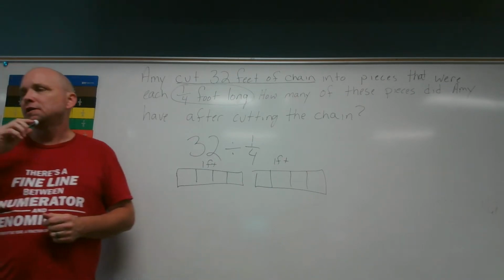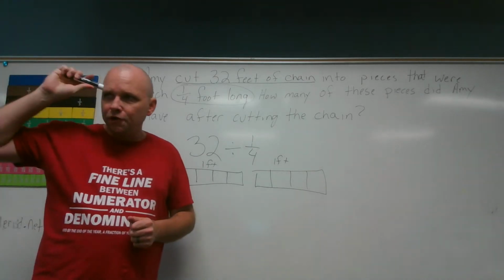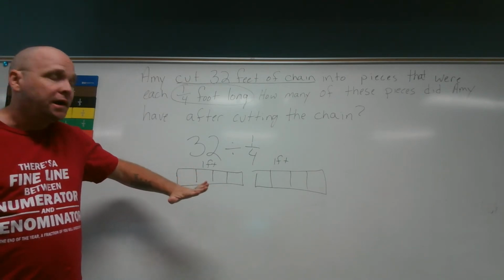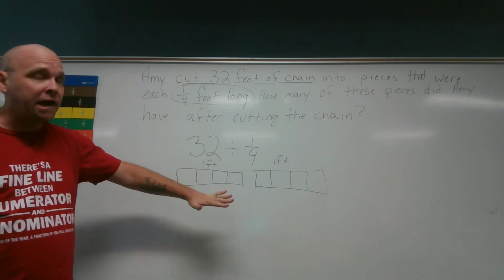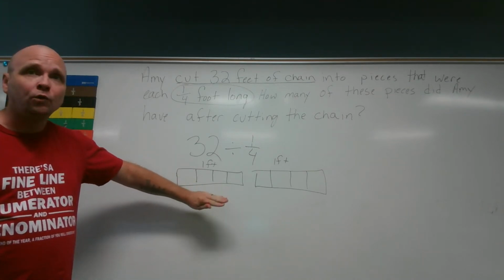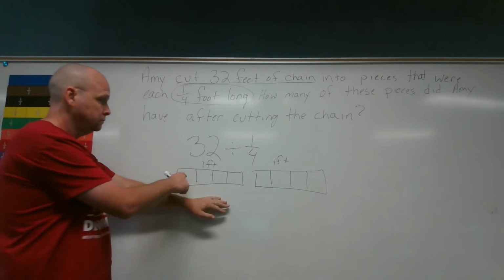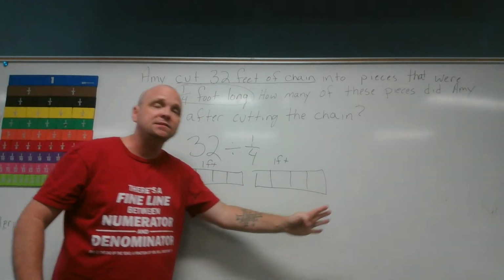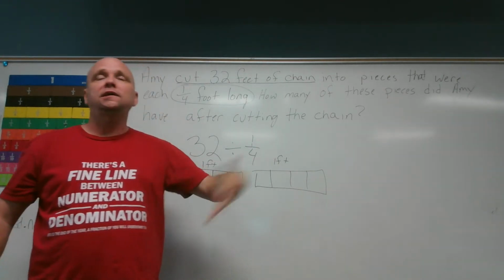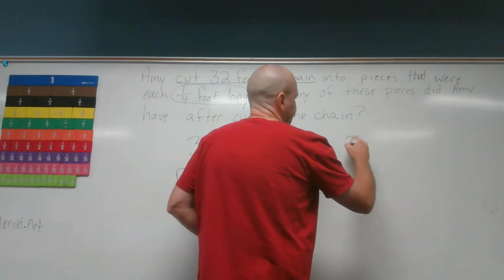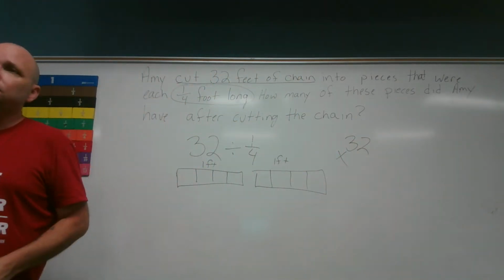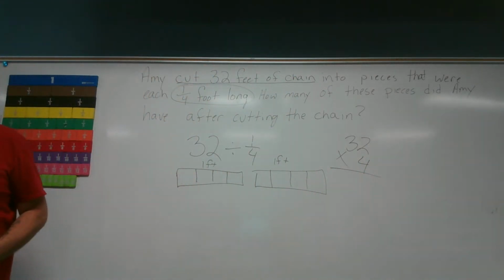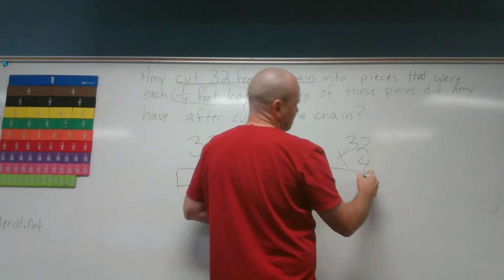So we use some logic. Noah, we're using logic. We're using thinking. Andrew, how many pieces of chain is Amy going to have in 1 foot? 4. So if 1 foot has 4, 2 feet has 8, and I could keep going on, the number of feet times 4, because there are 4 pieces of chain in each foot. You'd have 32 times 4, which would be 128.